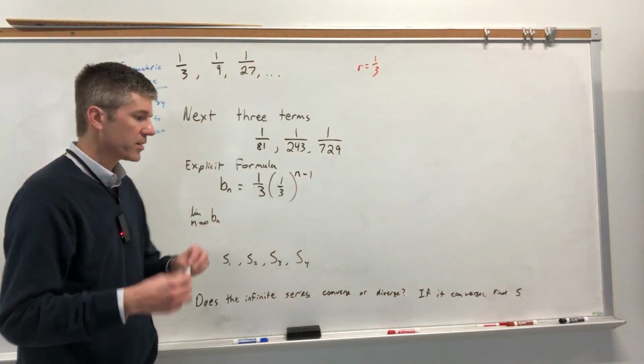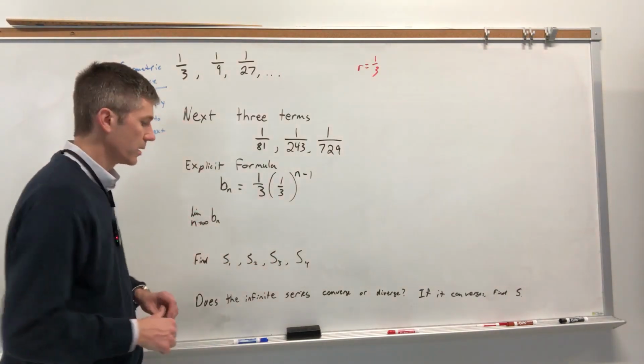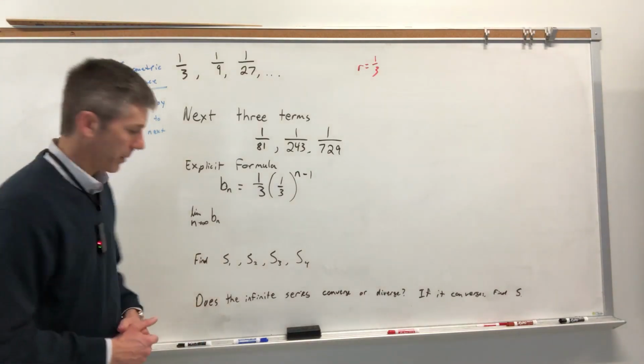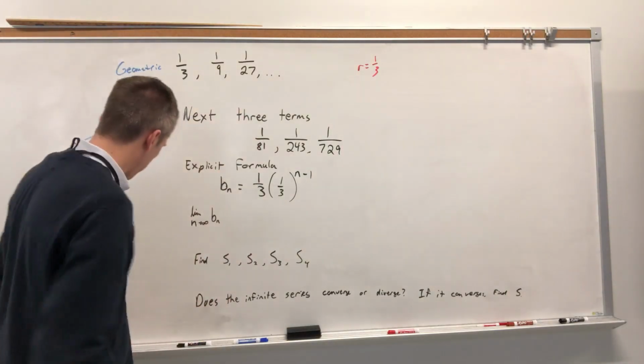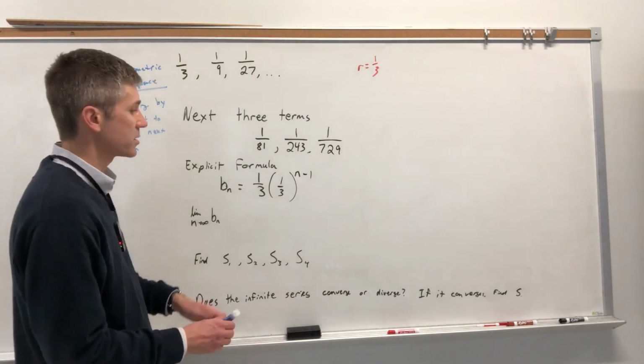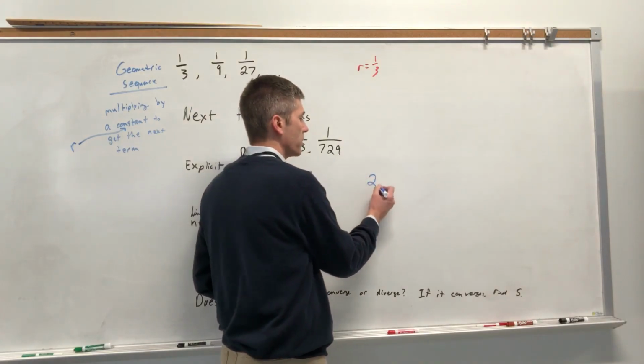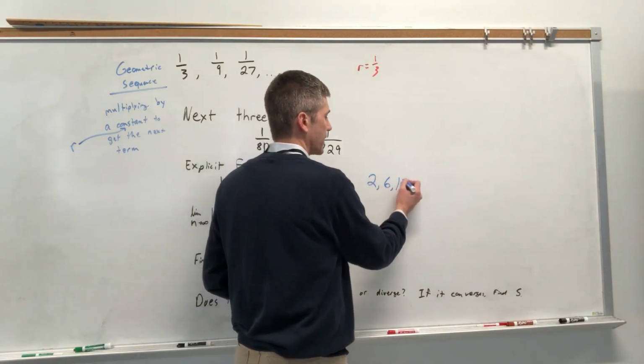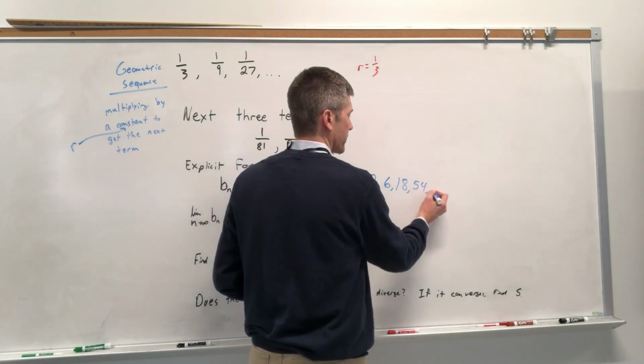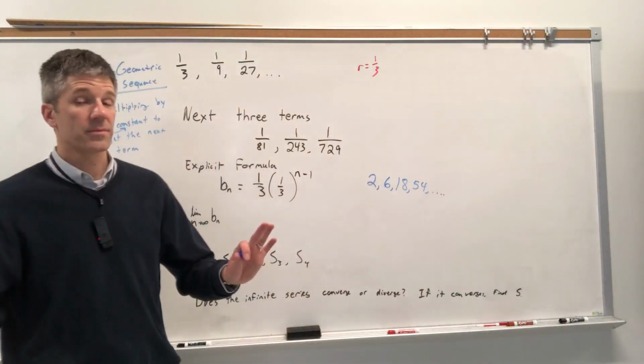Let me pause that and use an example that's a little easier for us to wrap our minds around, because there's so many 1/3s floating around here. I'm going to switch colors. Let's go blue for just a second. If I had a completely different list and it was 2, 6, 18, 54, same idea. Let's do it again.